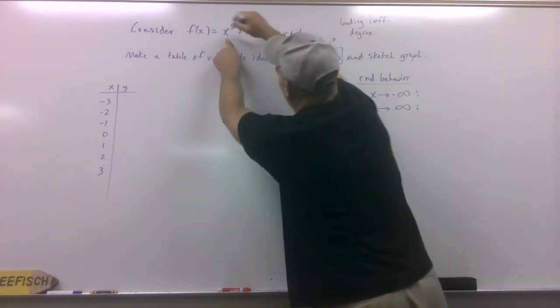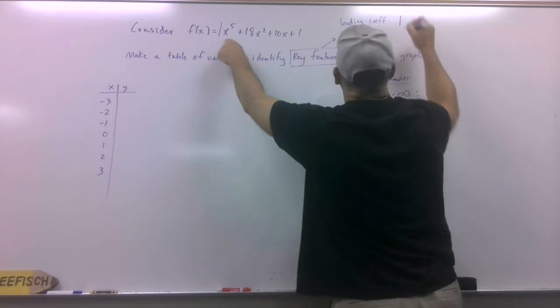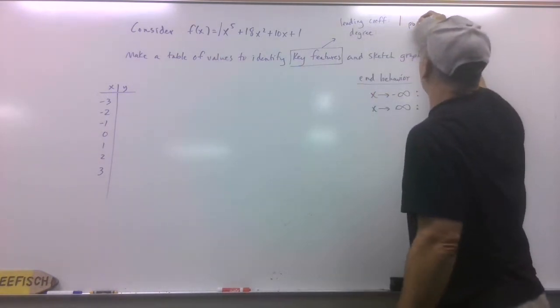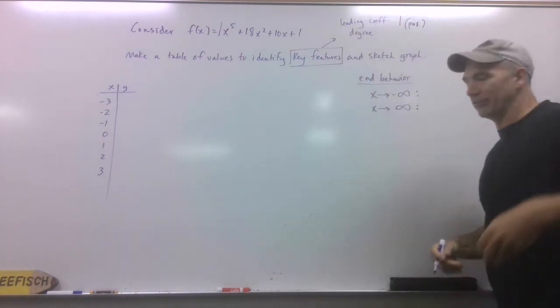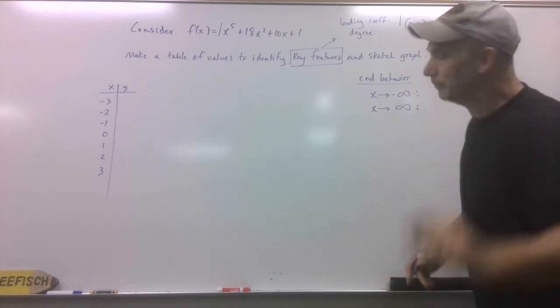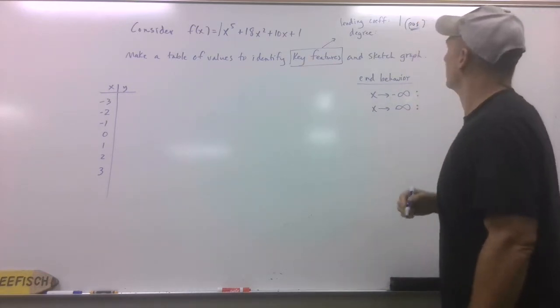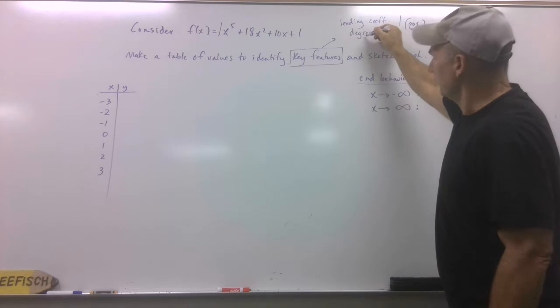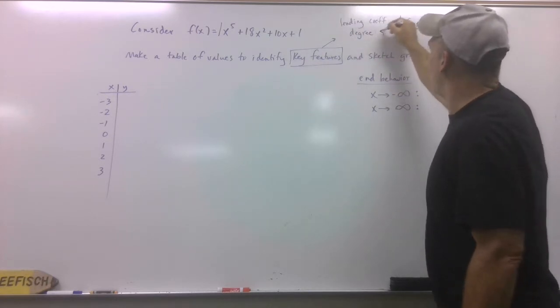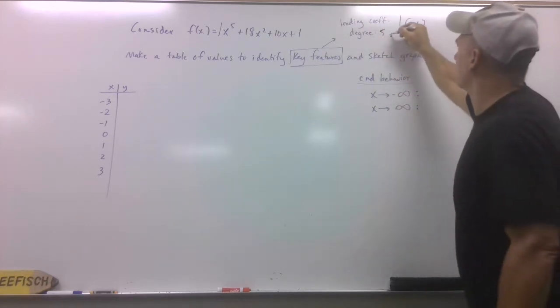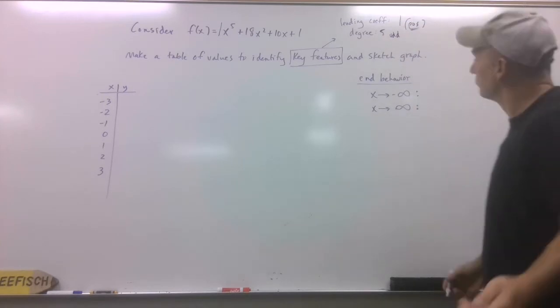Now, we don't need the graph or anything to figure out the leading coefficient. This is the highest power, so that's a 1. And it's also positive, which we'll just throw in there. It's implied by writing the number 1, but it is significant. The degree is the highest power, which is 5. It's odd, which tells us something.